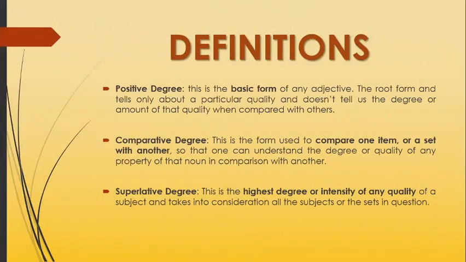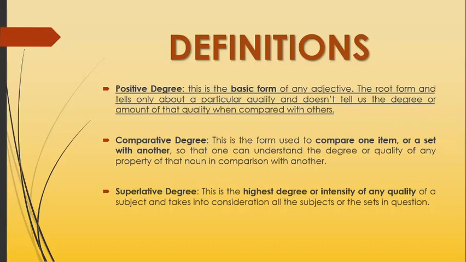Now, let's talk about the definitions. Positive degree. This is the basic form of any adjective, the root form, and it tells only about a particular quality and doesn't tell us the degree or amount of that quality when compared with others. It will only tell us whether something is good or bad, tall or short, but we don't understand how tall or how short. We don't understand how good or how bad. We don't understand the intensity or the level of that quality in some person. For example, tall, fair, high, good.